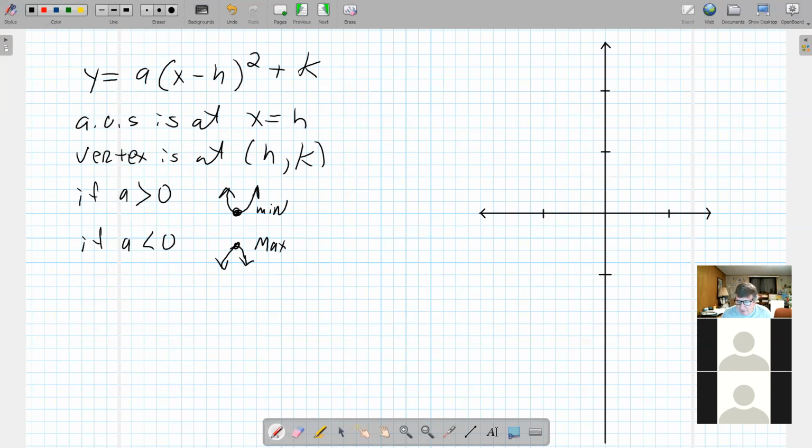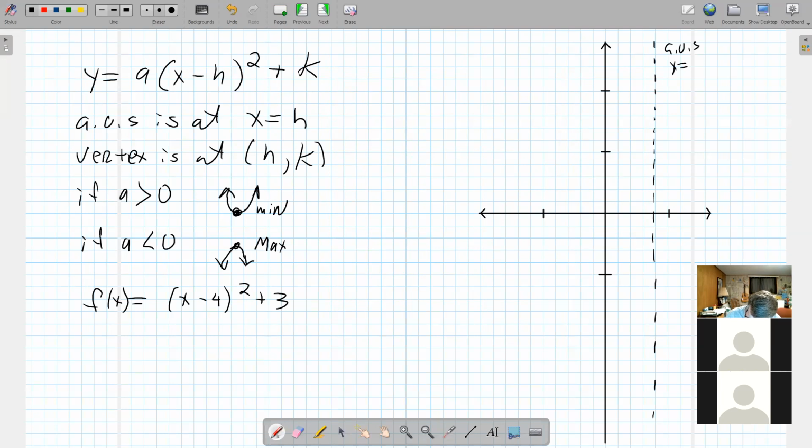So let's apply that information to some graphs, okay? Let's say we have f of x equals (x minus 4) squared plus 3. So the axis of symmetry would be at x equals 4. Now, if we were graphing freehand, which is what I'm doing here, we're going to graph the axis of symmetry, and that is at x equals 4. It's an equation of a vertical line. So we don't just say it's 4, it's x equals 4.